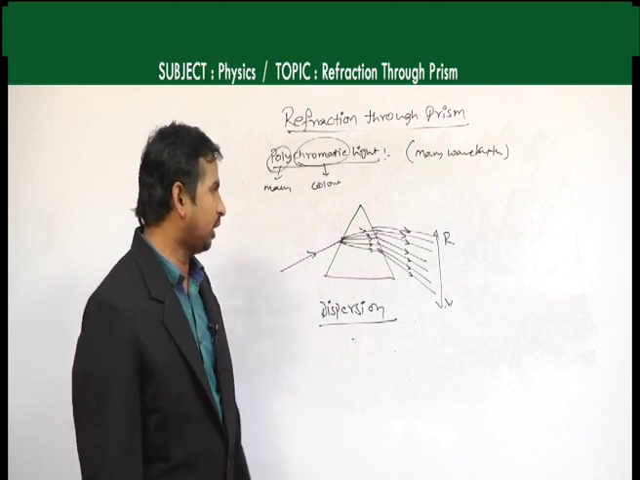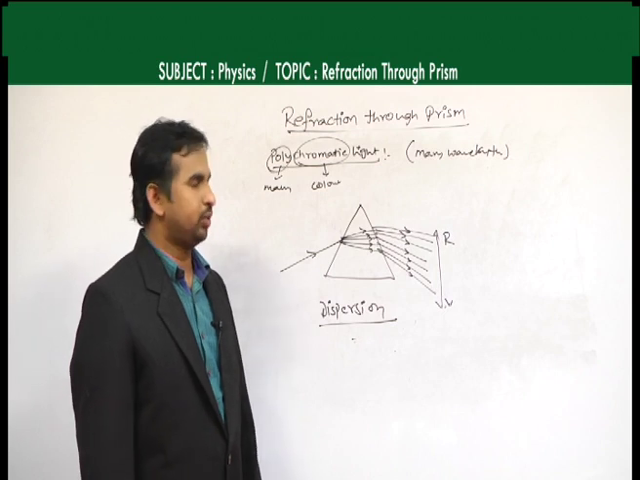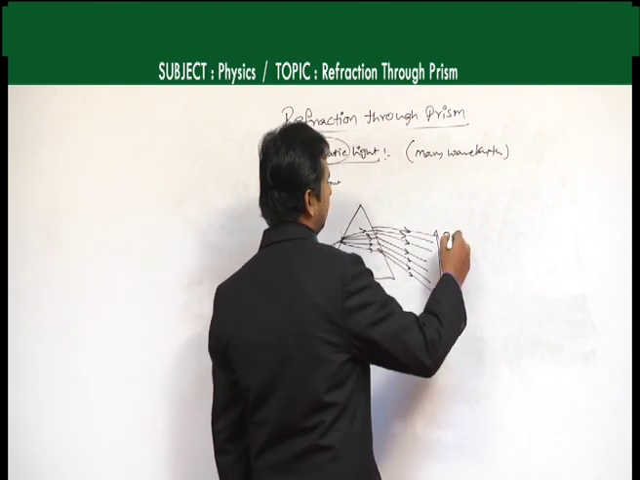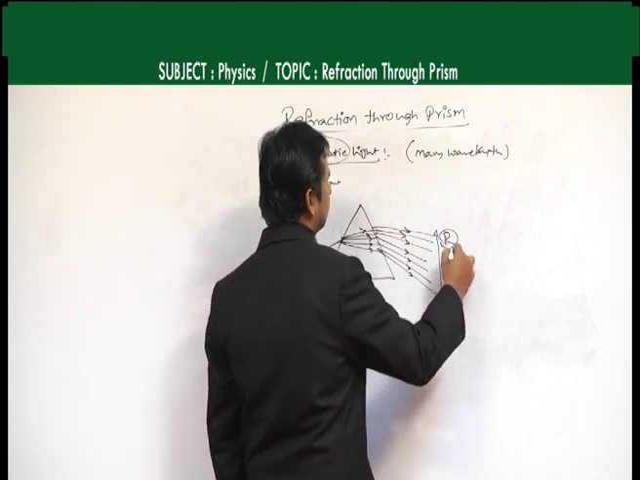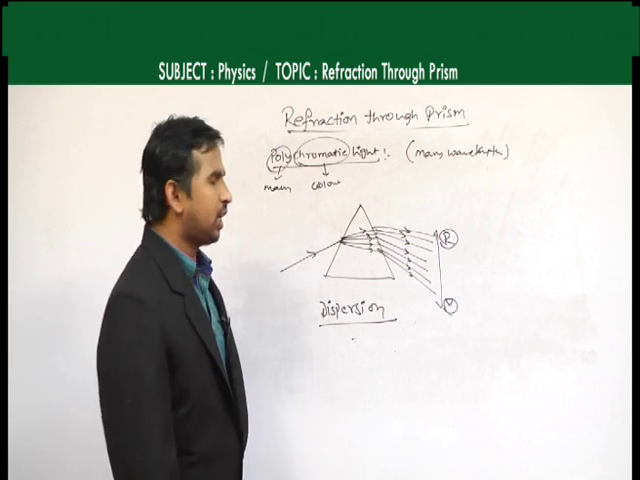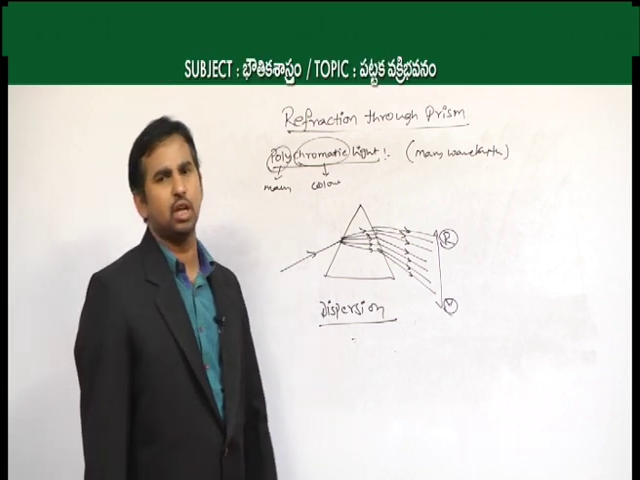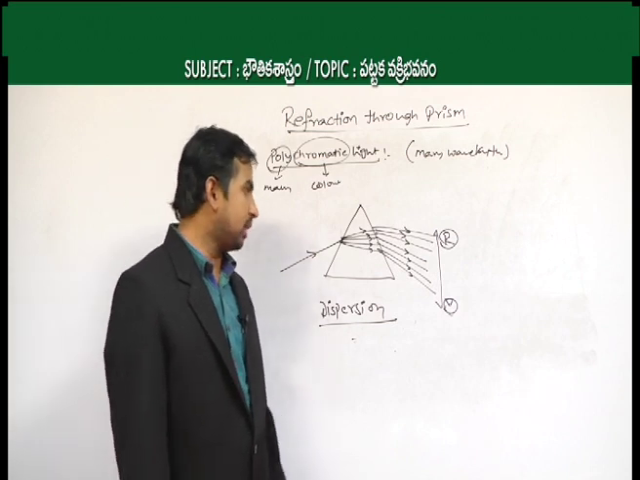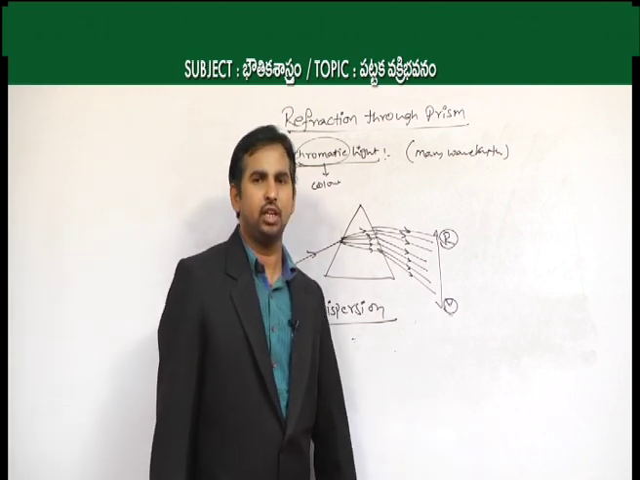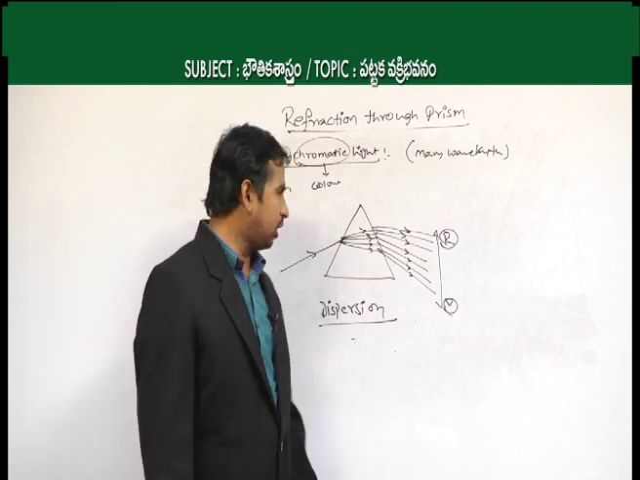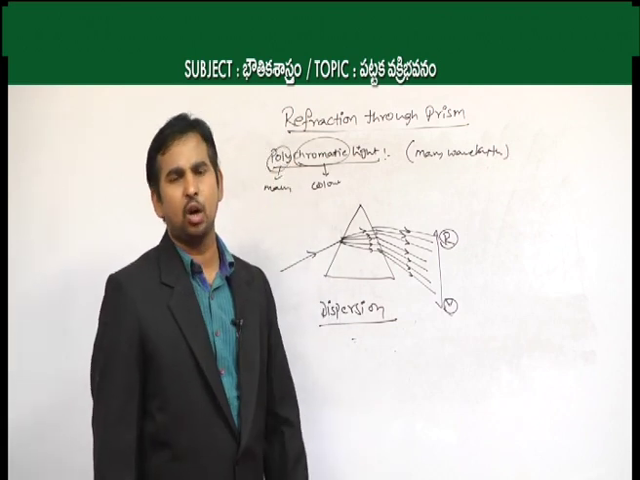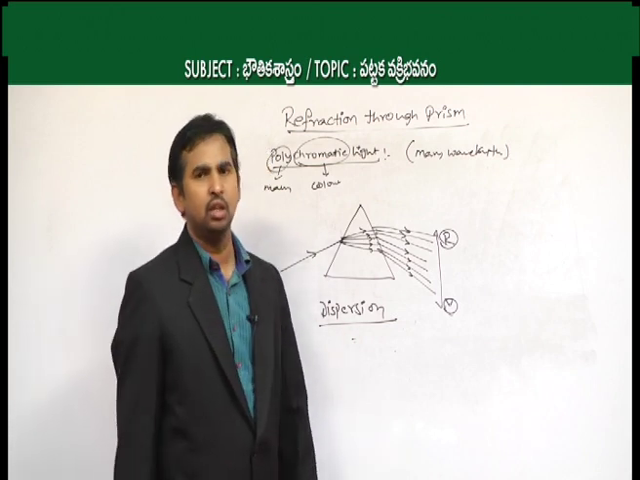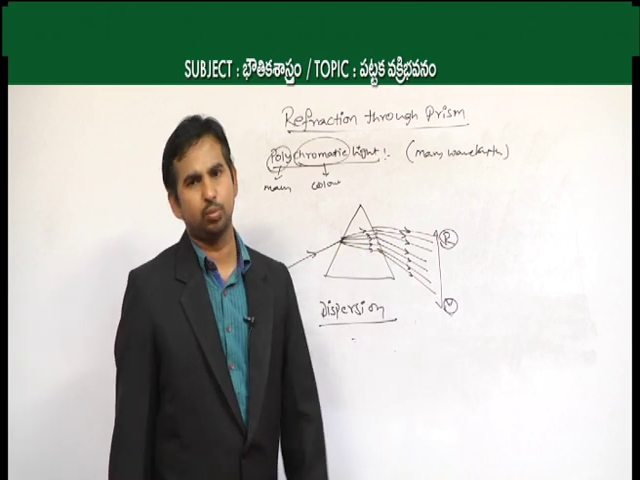Okay. Our visible spectrum ranges from red to violet. If you observe the diagram here, the red color is at the top, whereas the violet color is at the bottom. So it is very clear that when white light is passed through a glass prism, the red light deviates minimum, whereas the violet light deviates maximum. Based on this deviation, there are a number of questions on refraction through a glass prism and dispersion.